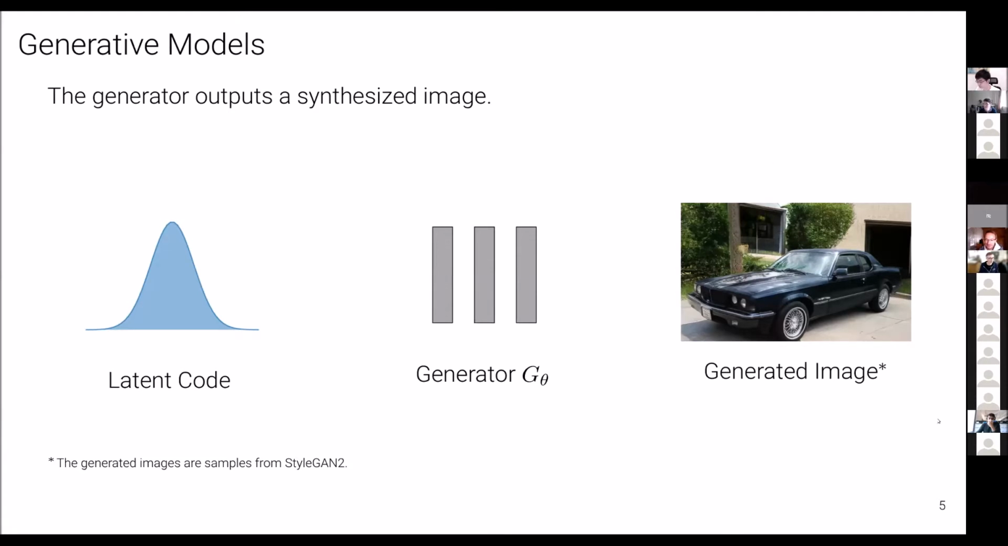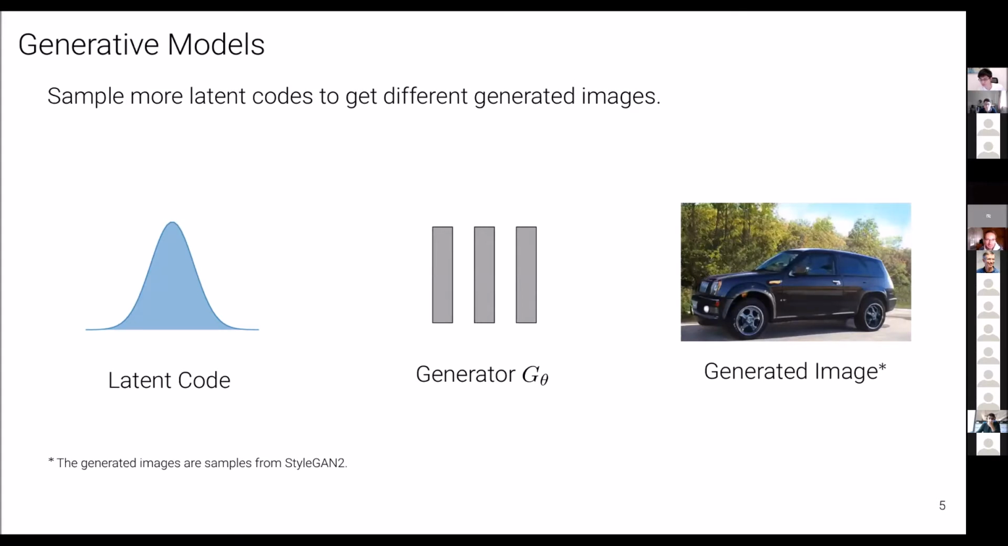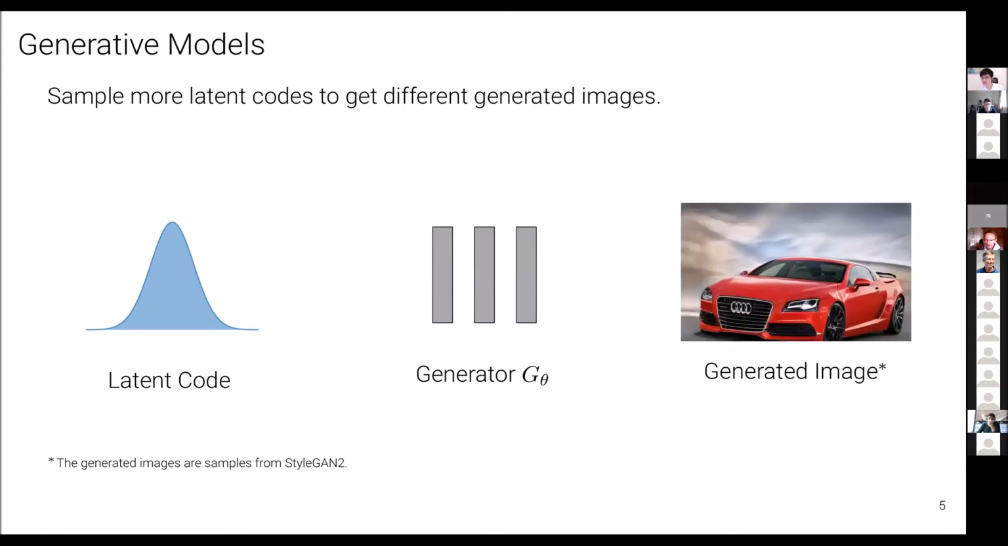This is an example from StyleGAN. It's really amazing what these models are able to do. This is a real example from StyleGAN 2. Here's another example from StyleGAN 2. And here is yet another example from StyleGAN 2. So we can sample more and more latent codes to get different generated images.